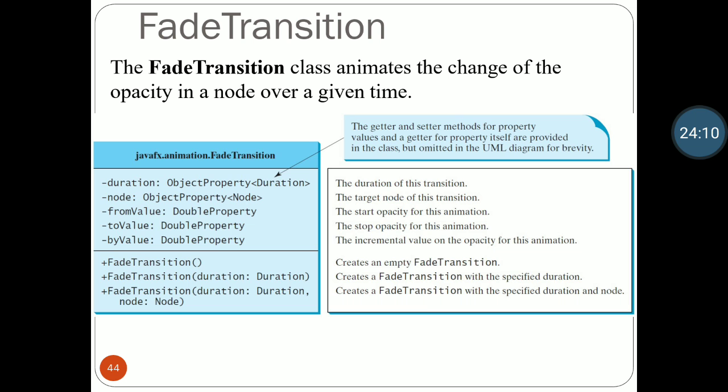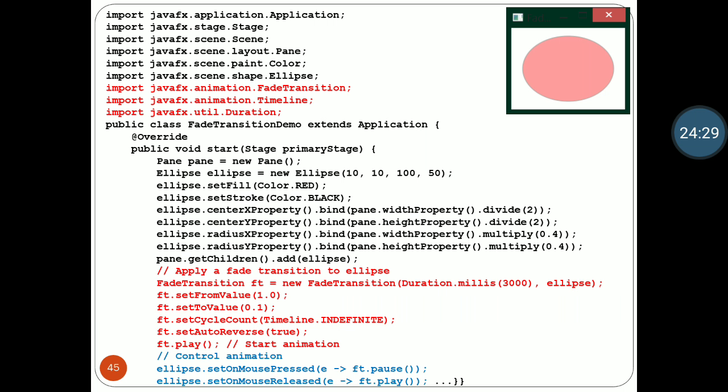Methods are FadeTransition, that will create an empty fade transition. FadeTransition with duration, that will create a fade transition with the specified duration. Next is FadeTransition with duration and node, that will create a fade transition with the specified duration and node. Here is an example in which we have applied fade transition on an ellipse.